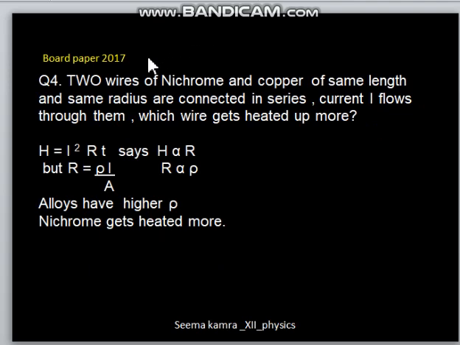We have one question from the board paper 2017 related to this energy concept or power concept. Two wires of nichrome and copper. Nichrome is an alloy and copper is a simple metal. They have the same length and same radius, connected in series. Which wire gets heated up more? So in this question, we are asked to calculate heat energy. Of these two, whose heat energy is greater?